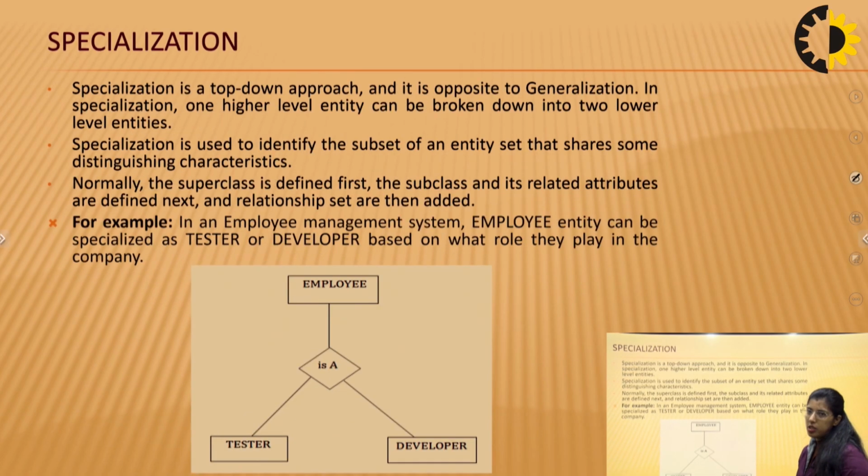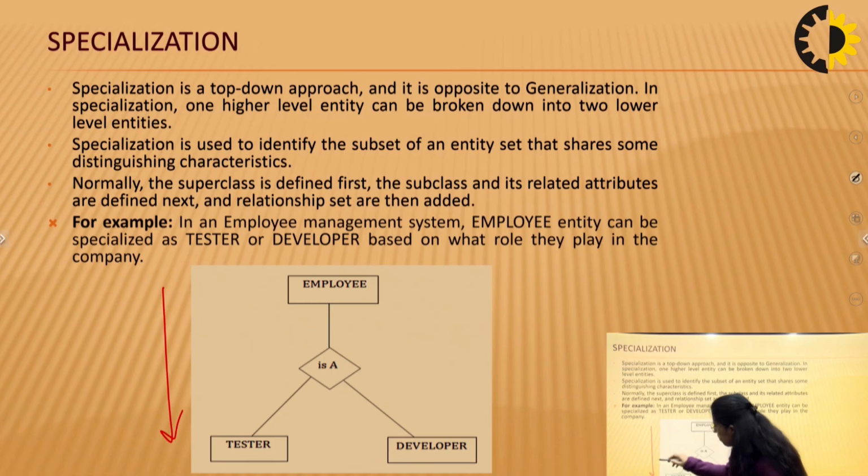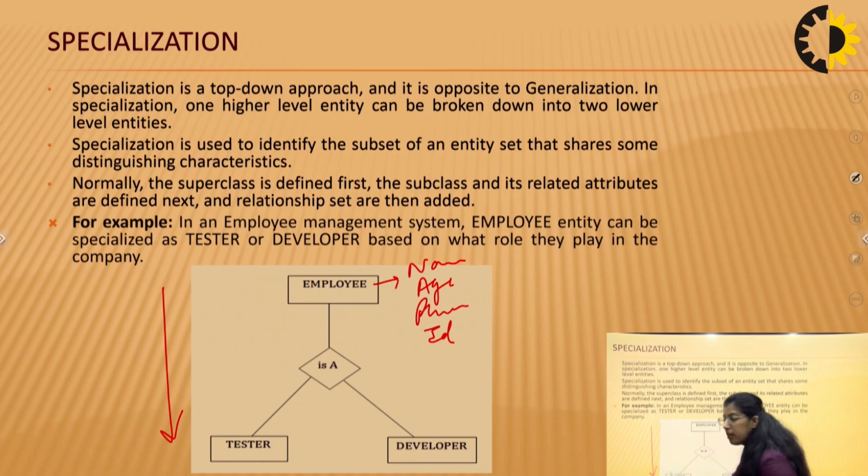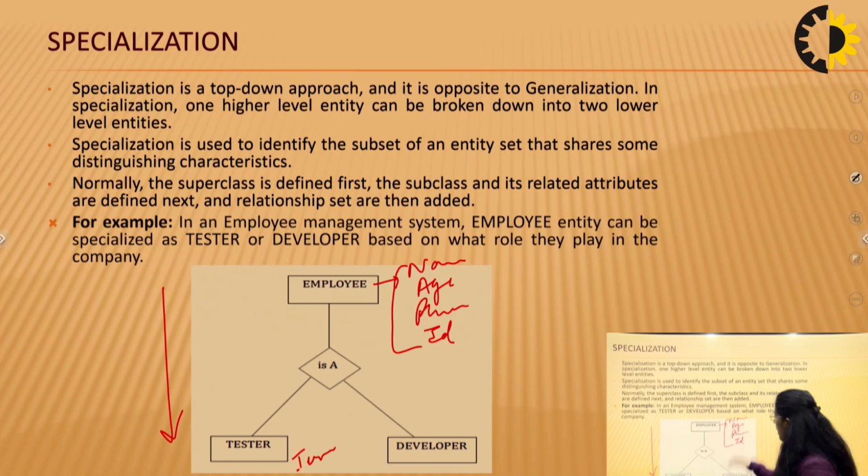Next one is specialization. It is just the opposite of generalization. It is the top-down approach. First of all, our employee can have name, age, phone number, ID, and this employee can be a tester or a developer. For tester, it will be having all these attributes along with some testing ID, etc. And for a developer, having all these attributes along with some developer ID or projects or something like that.